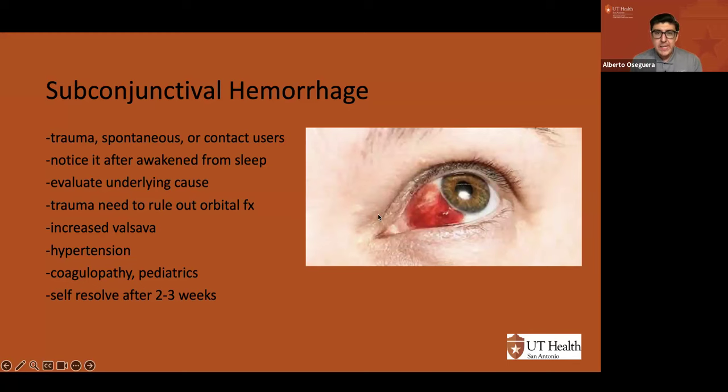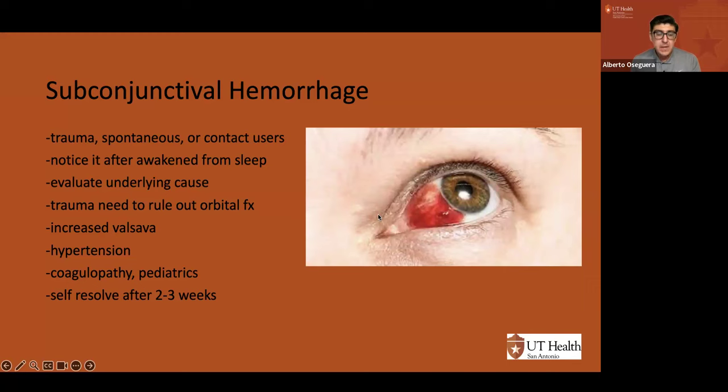You really want to evaluate for any underlying serious causes. So if they did have trauma, you want to rule out any sort of orbital fracture, globe fracture. If they have uncontrolled high blood pressure, that's a reason that this can happen. If they have some underlying bleeding disorder, they'll usually have presented earlier in age for this. So in the pediatric population, this may be more common with coagulopathies. But if you see somebody in their 30s or 40s who has never had an issue, that's probably a lot less likely.